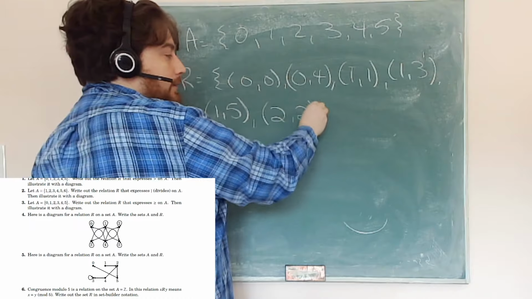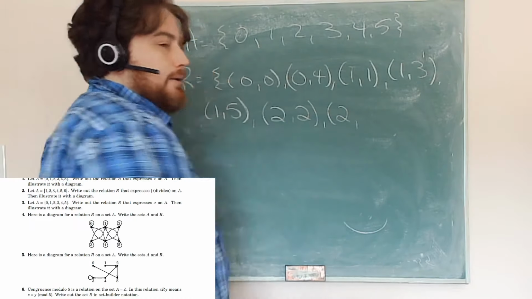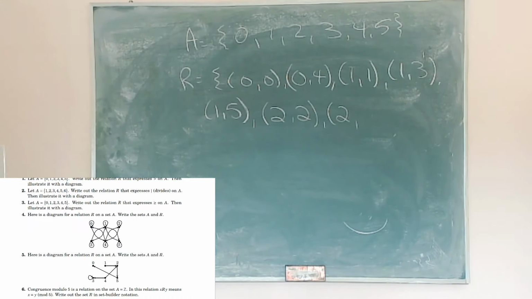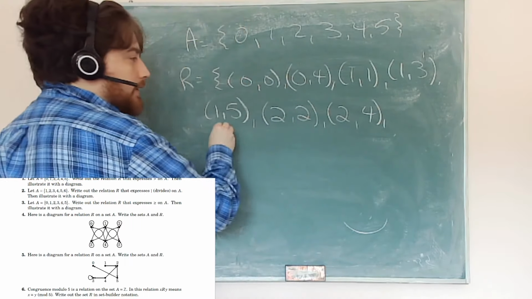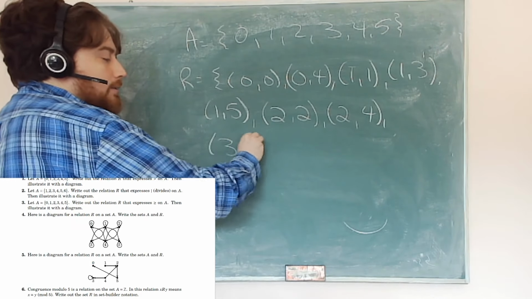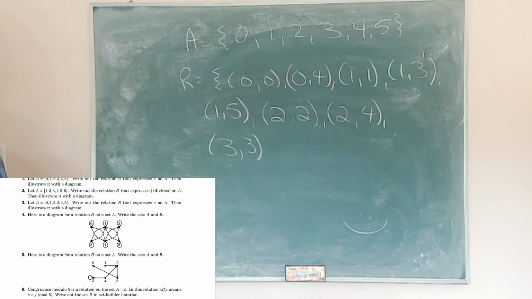2 has an arrow to 2. It also has an arrow to, well, now I have to look back. 2 also has an arrow to 4. So we'll have (2, 2) and (2, 4). And then we would move on to 3. 3 has an arrow to 3. And it also has an arrow to 1.